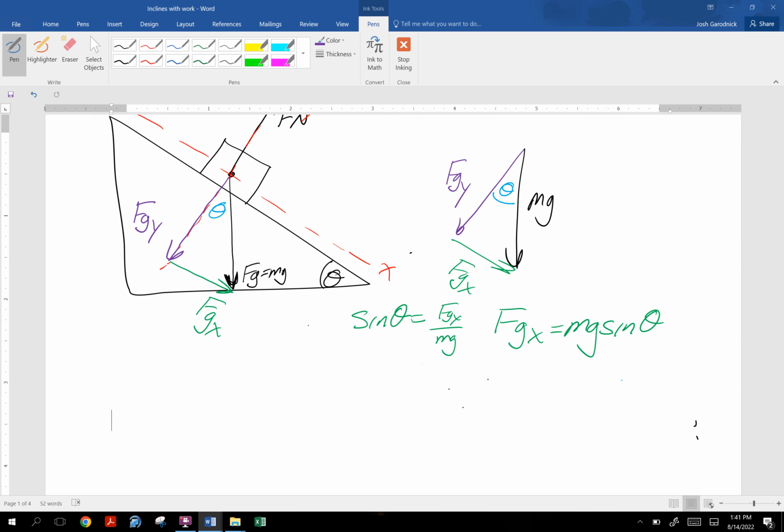And speaking of which, check it out. Fgy is adjacent to the angle. That means cosine. So cosine theta would be adjacent over hypotenuse, or the force of gravity in the y-axis is mg cosine theta. Now, you will not be asked to derive this again, but you will no doubt memorize these things, not because you're going to sit there and study them, but just by pure use doing incline problems. You'll be doing Fgx, Fgy, like no big deal. Okay.